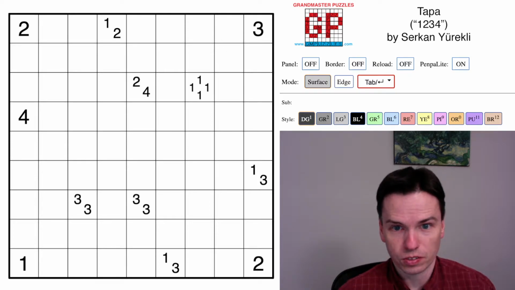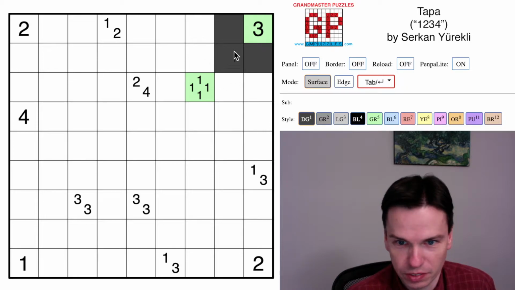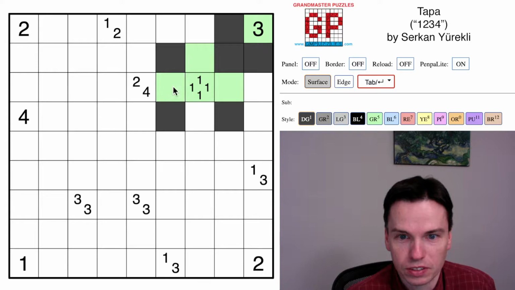So we're here to talk through this Tapa puzzle by Serkan called 1, 2, 3, 4. It also solves as a Tapa-like loop, which is the main puzzle theme for the day, and an easier puzzle than this one. This 3 in the corners, a place we can start just like in the Tapa-like loop grid, and that gives us this 1, 1, 1, 1 clue straight away.